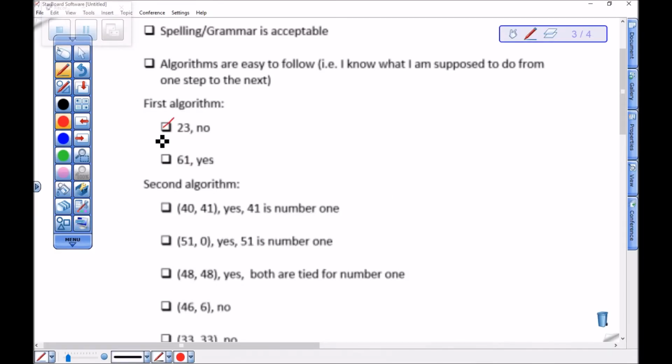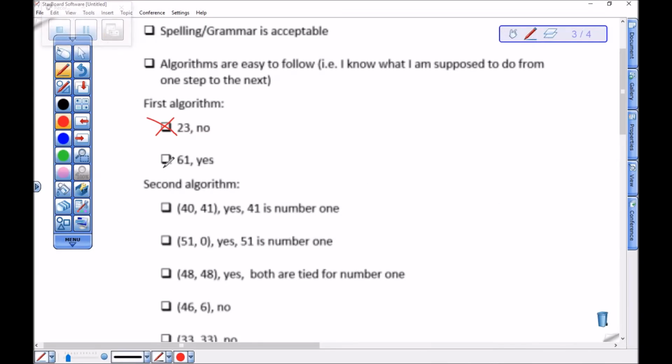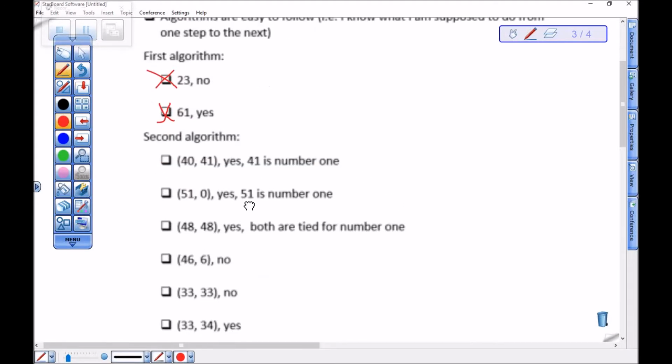So looking back here, 23. Yeah, that's right. Great. Okay, now let's check 61. So if I look at this thing, is 61 greater than 51? Yes, it is most popular. Fantastic. So 61, that one works. Gets the mark.